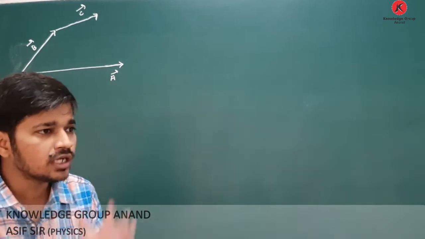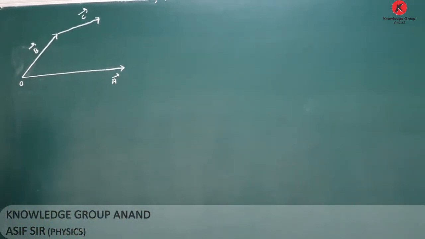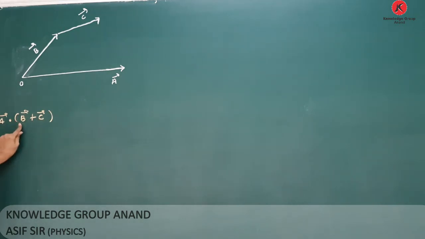Now, how to understand or prove this distributive law? See what is the left hand side. The left hand side is A dot (B plus C). It means the first vector is A and the other vector is B plus C. Not only B, not only C, the other vector is B plus C. Clear about this?